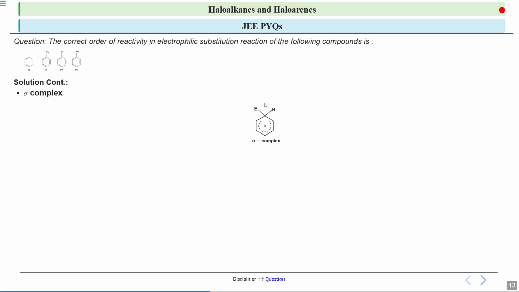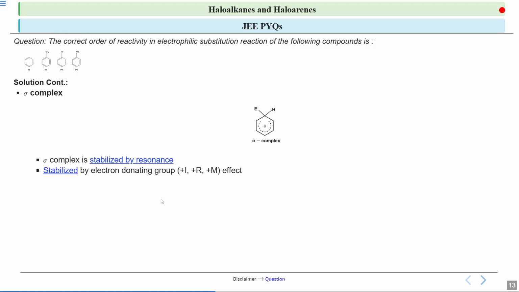So this is the sigma complex. You can see this positive charge is distributed all over the benzene ring. And if the sigma complex is to be stable, it will be stabilized by resonance, because resonance is the factor shown by the benzene ring. So the sigma complex can be stabilized by resonance.